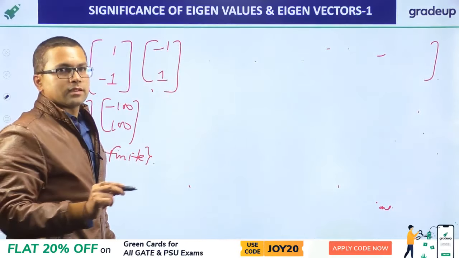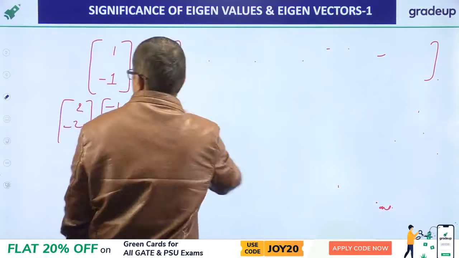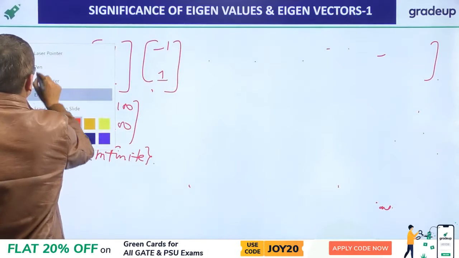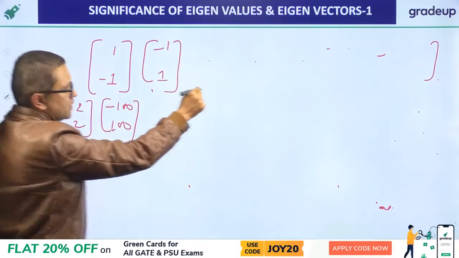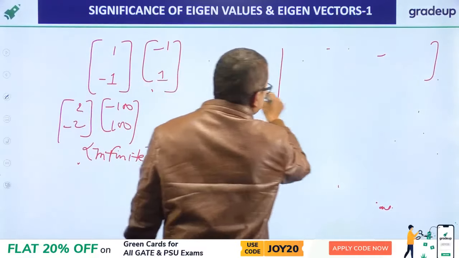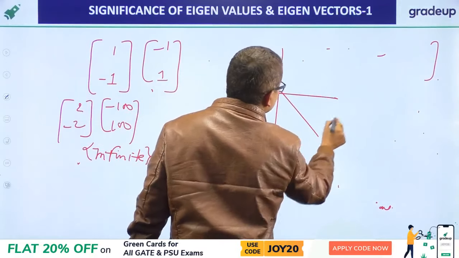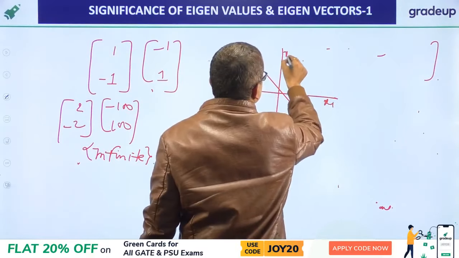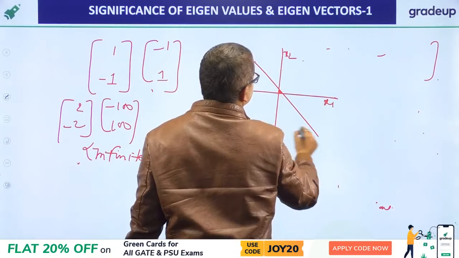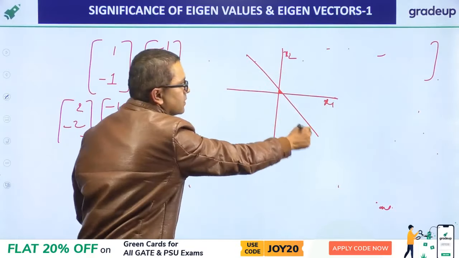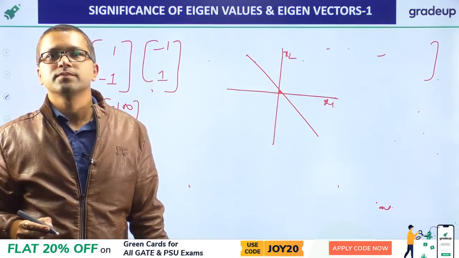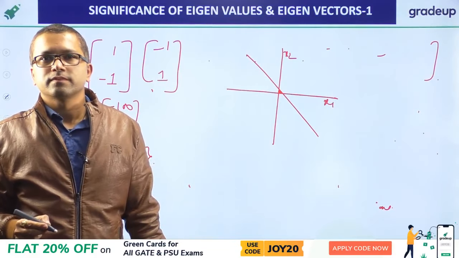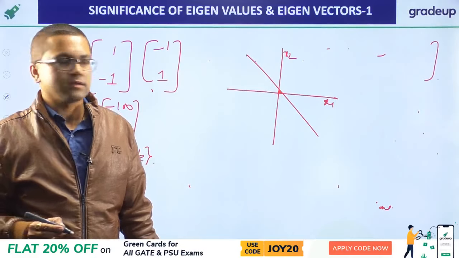Okay, and you will see that these are eigenvectors, they fall in this line. Let's say this is x1, let's say this is x2. So, any vector falling in this line is an eigenvector. Yes? All right.